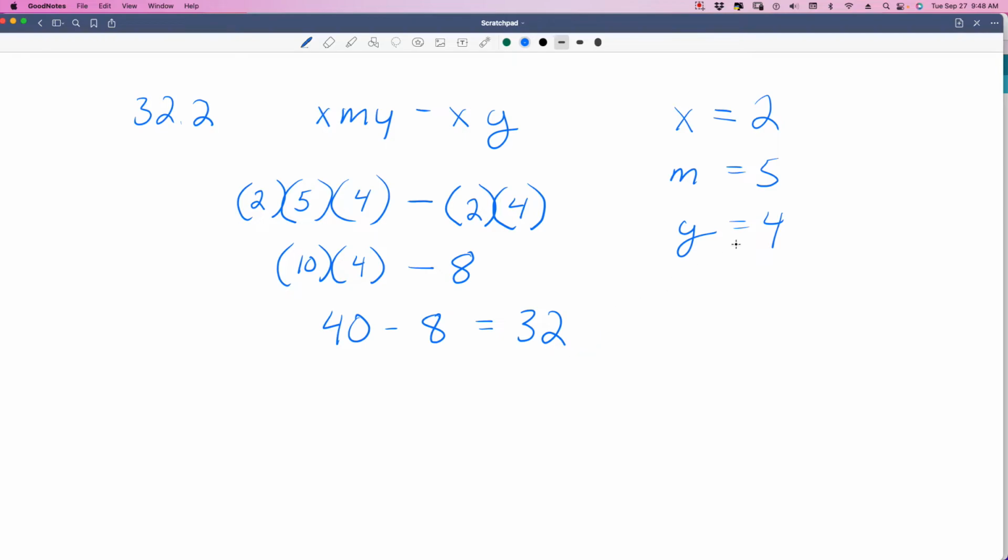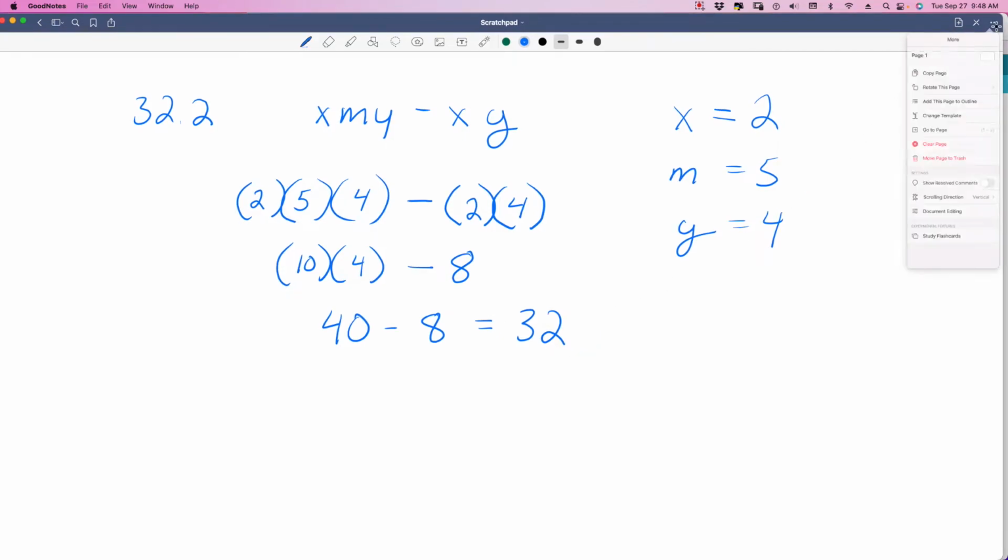All right, let's do another one. See, these are not so hard. You just have to get in the habit of understanding the buckets and how to use the buckets. So here we have another one. We have mx plus 4m.